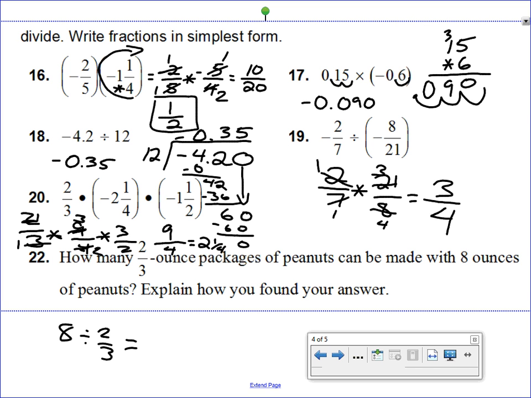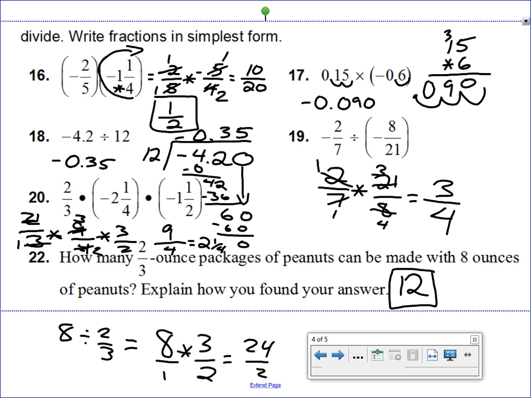When we divide, many of us are multiplying by the reciprocal. So we should have 8 times 3/2. We get a grand total of 24 over 2 because we made this 8 over 1. 24 over 2 is the same thing as 12. 12 packages. All right?